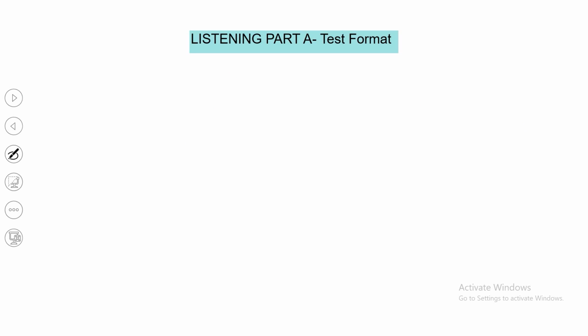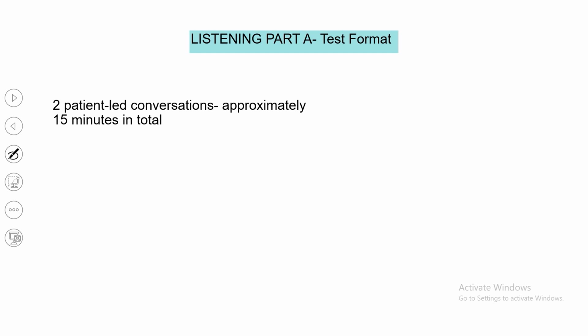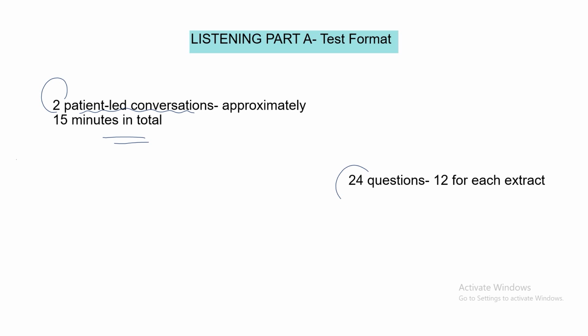What is the test format? As we already saw, you will have to answer 2 patient-led conversations. 15 minutes will be your total duration of listening part A. In these 15 minutes you will have to solve 24 questions. That is, 12 questions for the first patient-led conversation, another 12 questions for the next or the second patient-led conversation.